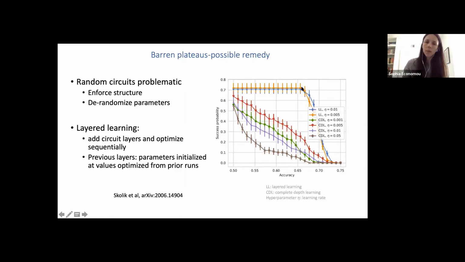There are many hyperparameters that enter here because it has to do with how many layers you keep, if you freeze parameters, how do you freeze them, etc. So I'm not going to go into all these details, but I think there's going to be a lot more work following up on this. This is a relatively recent result.